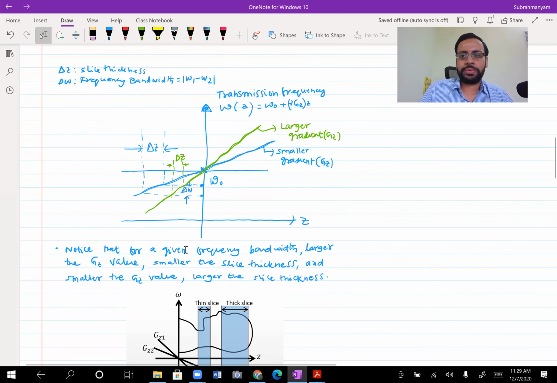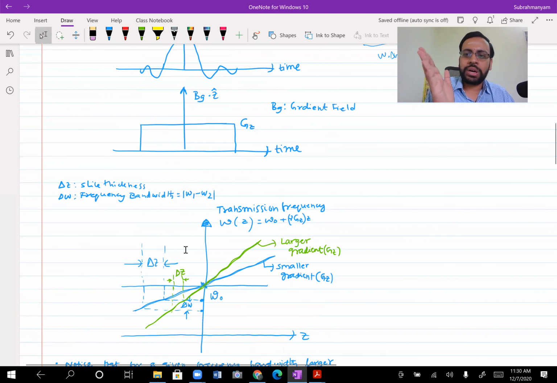Okay. Now, there is another very important aspect of slice selection we are now going to discuss. That's about what will be the effect of this gradient. What would happen if I'm taking a high gradient field versus what happens if I'm taking the GZ to be a smaller value. That's what we're going to discuss now.